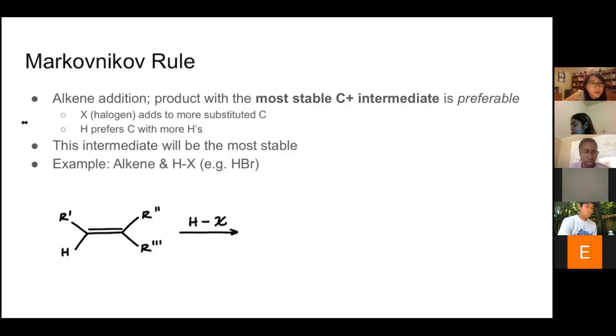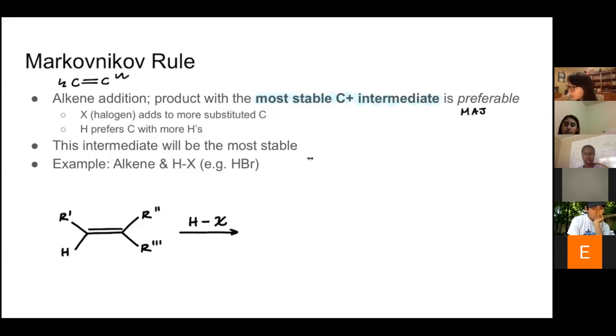Okay, so now we're going to be talking about Markovnikov's rule, and this is something that you're going to see a lot, especially in 3570. Make sure you're listening. So as we've been talking about, this is going to be alkene addition again, so just 2 C's double bonded with stuff around them. And the important thing to remember about Markovnikov's rule is that the product with the most stable carbocation intermediate is the preferred product, or in other words, the major product.